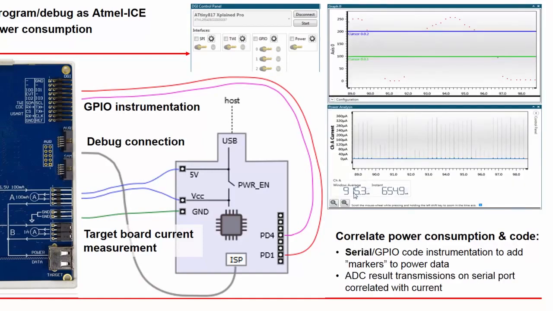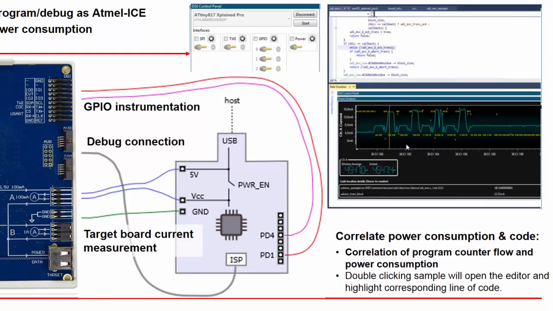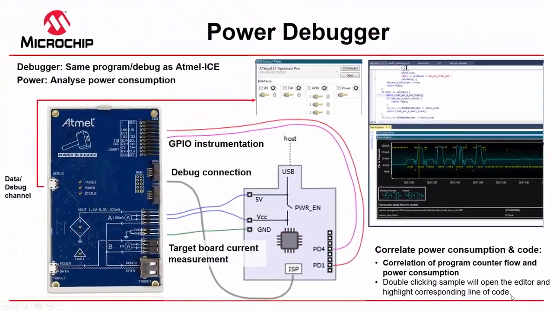In this example here, I'm showing a serial correlation because I'm using an ADC result put on the COM port, and you can see the current spikes associated with every UART transmission of an ADC sample. And finally here, showing the correlation of program counter flow and power consumption. Double clicking a sample will open the editor and highlight the corresponding line of code.